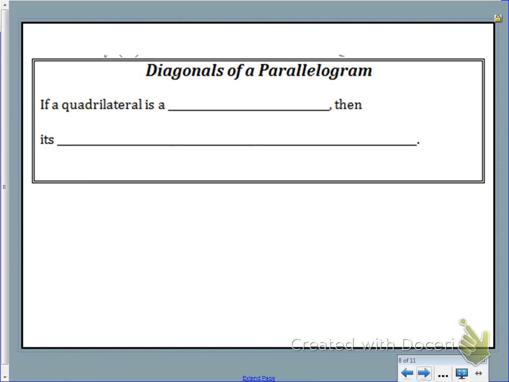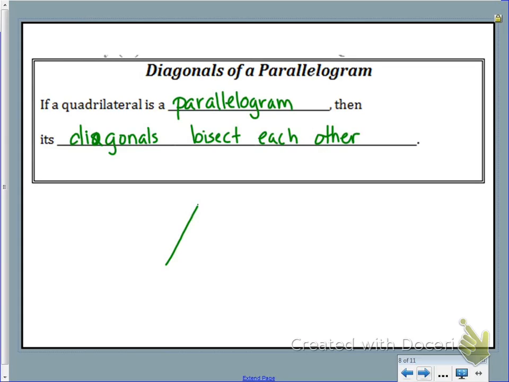All right, what about the diagonals of a parallelogram? Another trait that you need to know about a parallelogram is that the diagonals are going to bisect each other. So if a quadrilateral is a parallelogram, then its diagonals bisect each other. You have an image in your annotation, so please go ahead and add this to it.